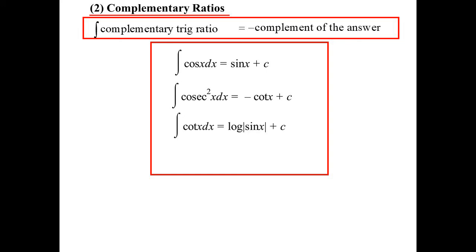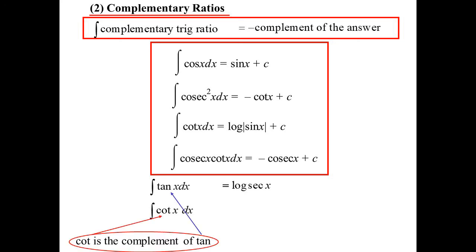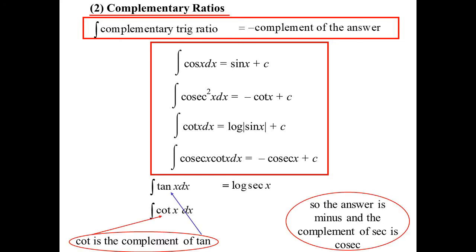So cot x, well if tan goes to minus the log of cos x, then cotan should go to log of sine x. And I just mentioned about the sec tan, well cosec cot then should go to minus cosec. So what we're saying is, there's tan, well I'm now calling it the log of sec. So cotan is the complement of tan, so the answer will be minus, and then the complement of sec is cosec, so we get minus the log of cosec. So once you know one trig ratio, you can always get its complementary one as well.